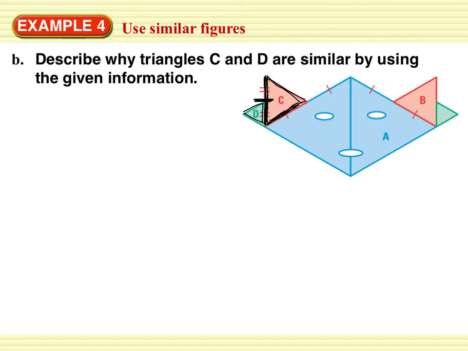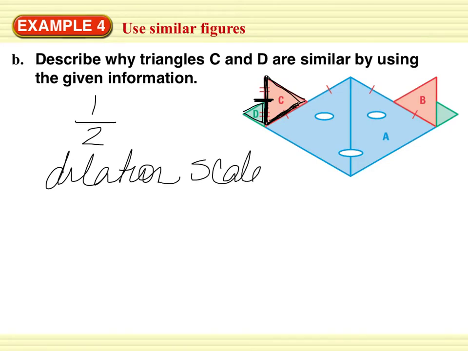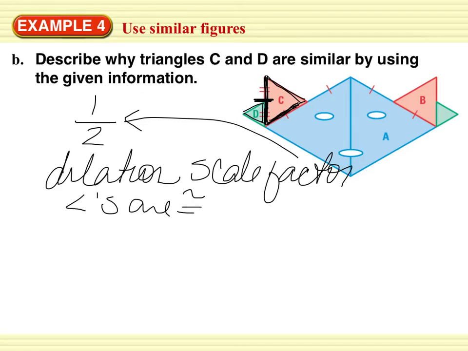So in actuality, C is 2, D is 1. We had a dilation with a scale factor of 1/2. Okay, and then all the angles are congruent because it's an equilateral triangle. All the angles are 60 degrees. So it's a dilation with a scale factor. All the angles are equal, so you know it's similar. And really that's all you need to know, that it's a dilation and all the angles are congruent. And you're done.